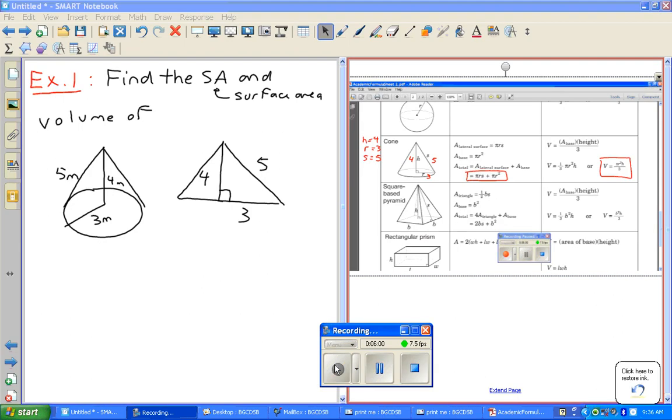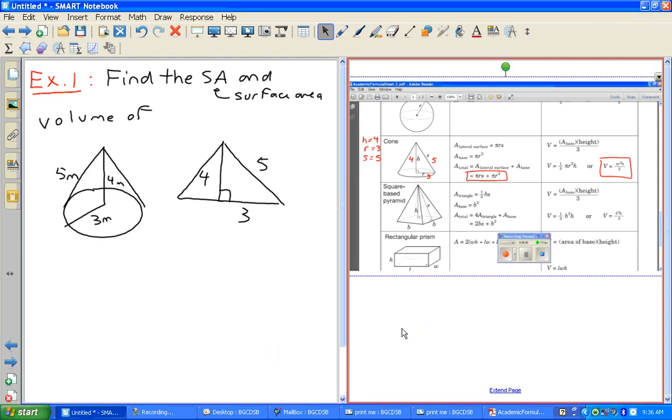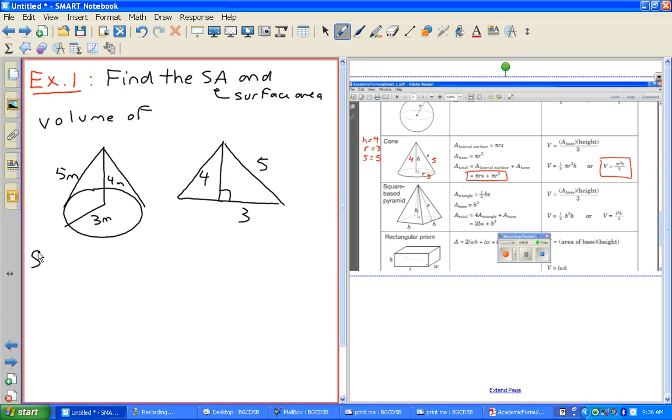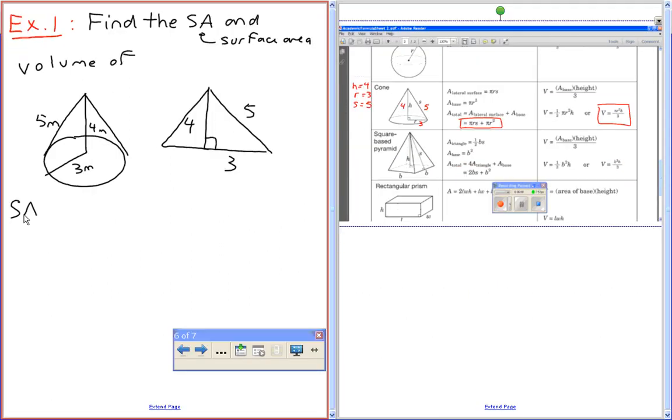So basically, we're just going to use those two equations as it shows here. So we're going to have surface area is going to be pi rs plus pi r squared. Okay? And from here, and this is the important part, you're going to get that your radius is going to equal 3 meters. Your height is going to be 4 meters, and your slant height is going to be 5 meters.